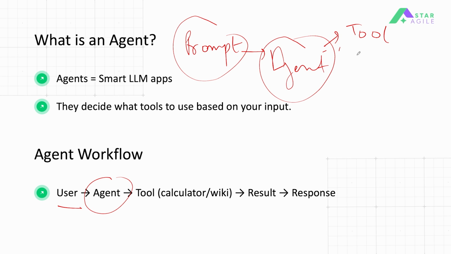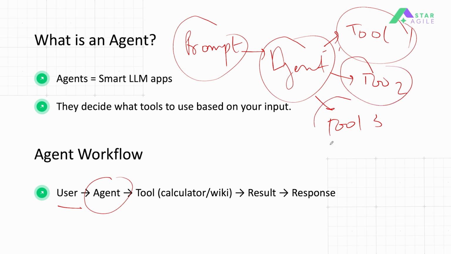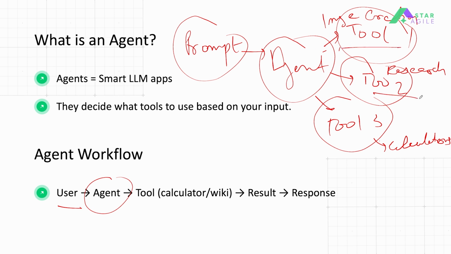So there are different tools which will be defined, and each tool will perform a single activity. So there could be one tool that is doing image creation, a second tool that is doing research, a third tool that is performing calculations. So depending upon what the prompt says, the agent will evaluate it and redirect the response to the correct tool to get the right answers. Right? So the workflow for an agent looks something like this.